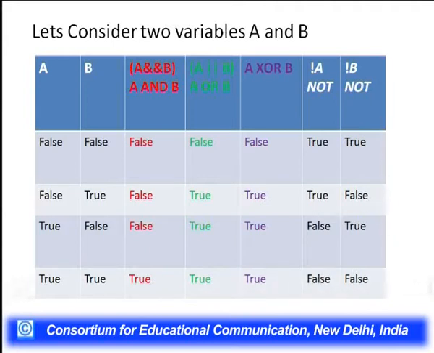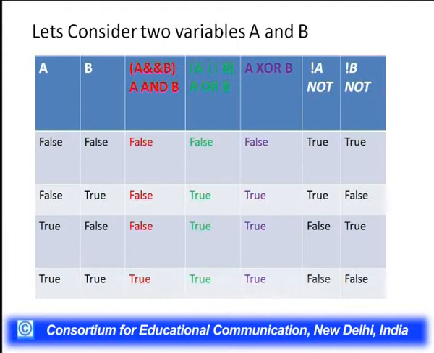Let us consider another case. A is false, B is true. Then you are applying the AND operator. In that case, the result is false. And in the case of OR, the result will be true. If any one input is true, then the result will be true in the case of the OR operator. And the same state, false, true: in the case of XOR, the result is true. In the case of NOT, on the same state, A is false, so NOT A is true. B is true, then NOT B is false.